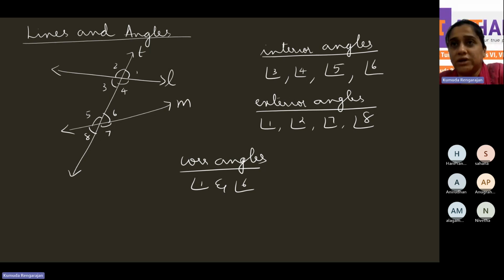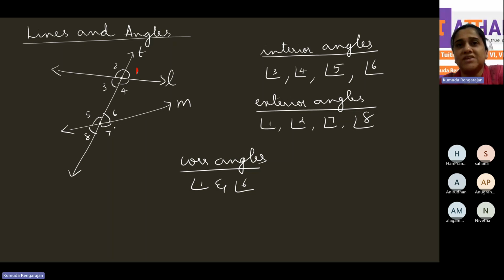Okay, they should have different vertices. All right. Now look at angle 1 and angle 6. Angle 1 is an exterior angle, while angle 6 is an interior angle, correct? Both of them are on the same side of the transversal, correct? And they have different vertices. This is the vertex of angle 1, and this is the vertex of angle 6. They have different vertices.